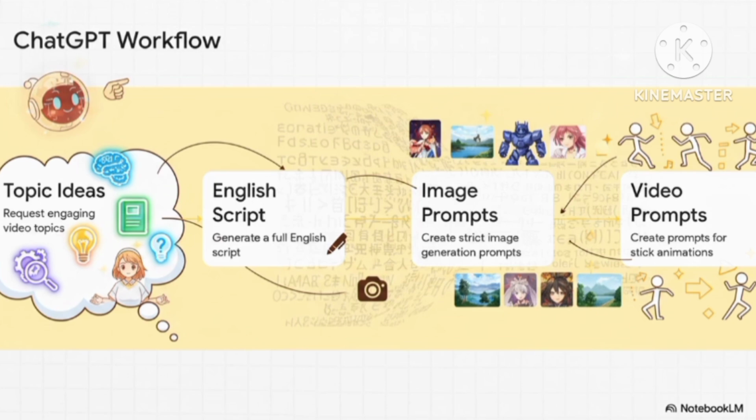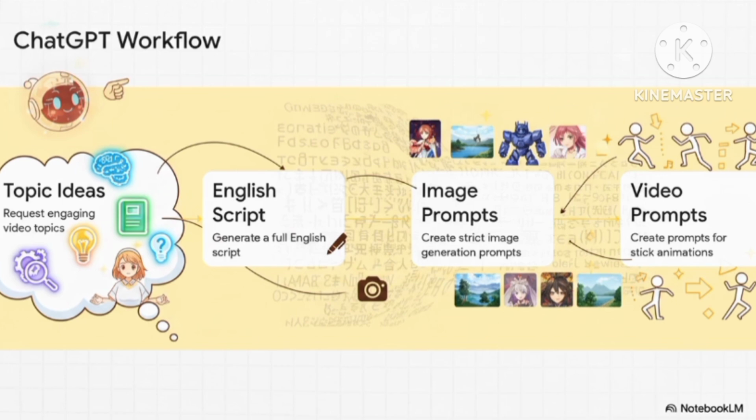First up, ask the AI to brainstorm topic ideas for motivational or psychological videos. You'll get a list of maybe 30 ideas, and you just pick one, like why intelligent people overthink. Step 2. Ask ChatGPT to write a captivating 5 to 6 minute English script on that specific topic.